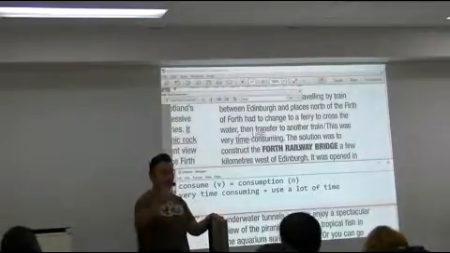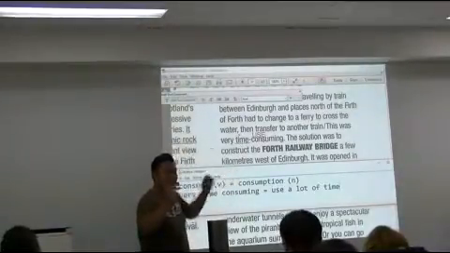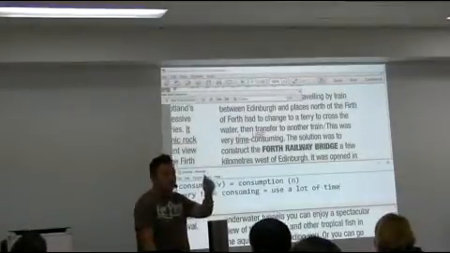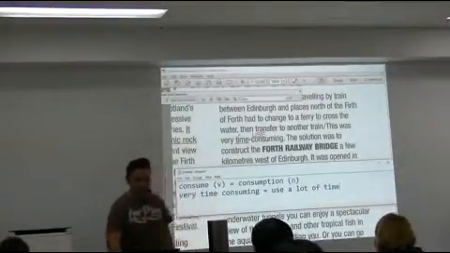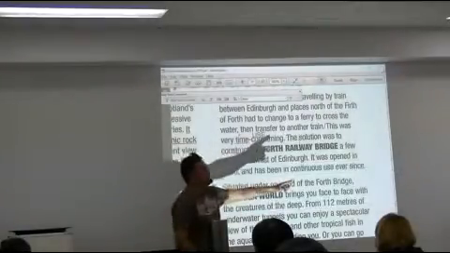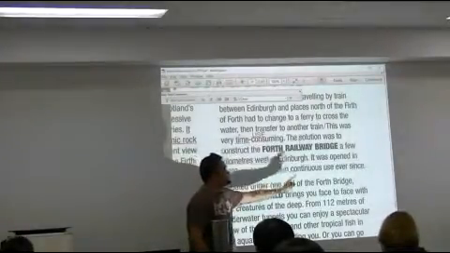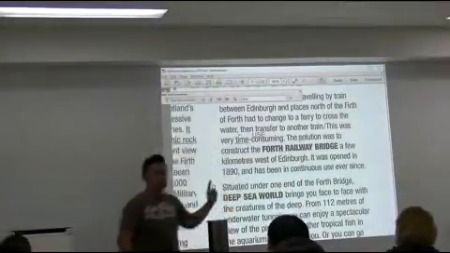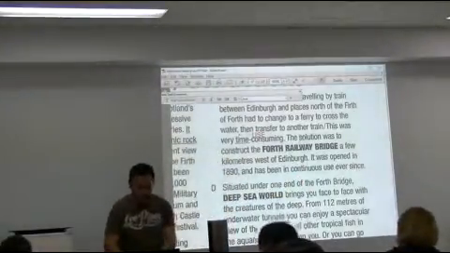Remember? Step 1, marker. Step 2, keyword. What is our keyword? Build and save. Good. So we need to find the word. This was very time-consuming. Continue. The solution was to construct. What does the word construct mean? Build. Good.